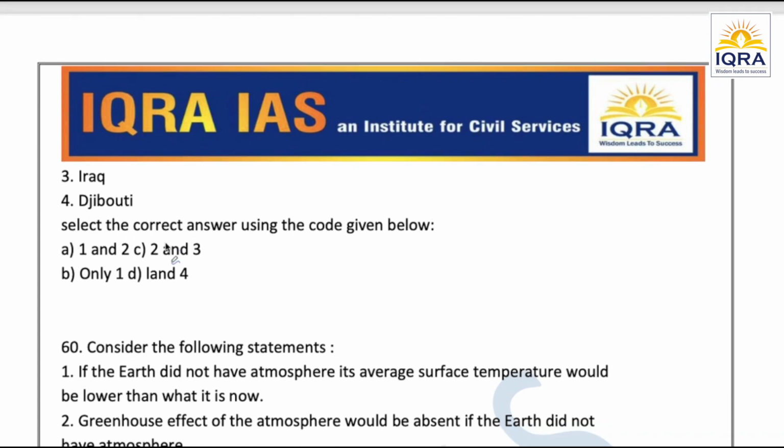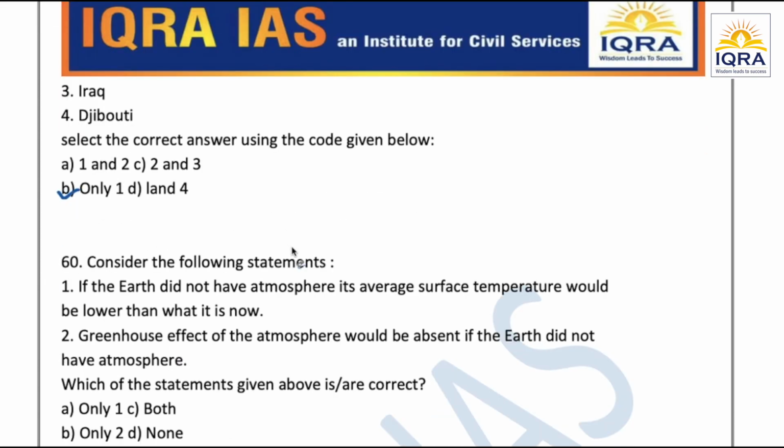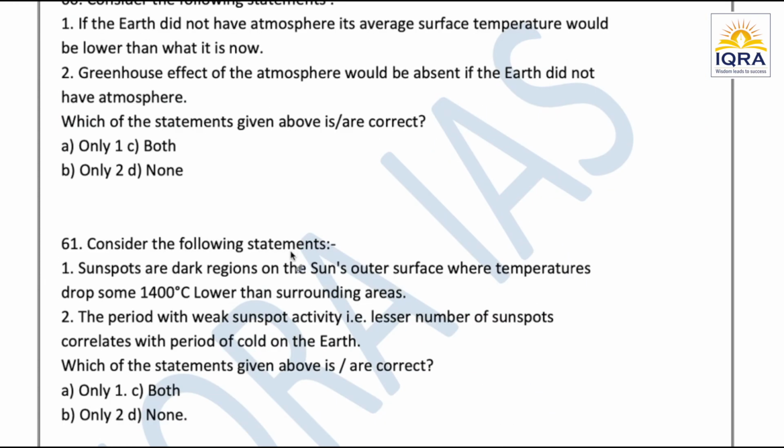The answer for this question would be option number B, that is only one, right? Question number 60. Consider the following statement. Statement 1 says, if the Earth did not have atmosphere, its average surface temperature would be lower than what it is now. Yes, this is a correct statement.